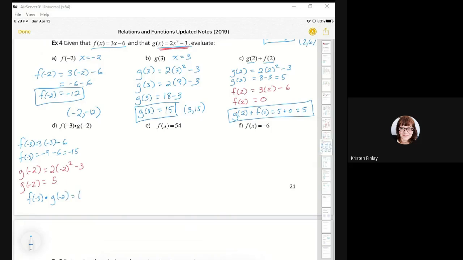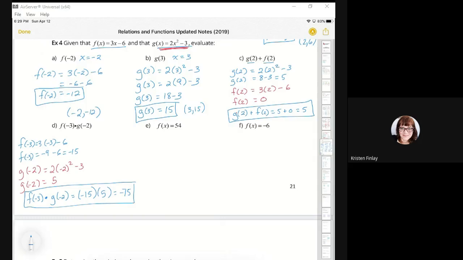So that's -15. Oops. -15 times, oh, wait, times 5. Oh, my goodness, people. Making mistakes. This would be times 5. So I would get -75, and that would be my answer. Okay, a little more work with those ones. You have 2 substitutions into the formula, and then you can do the multiplication.